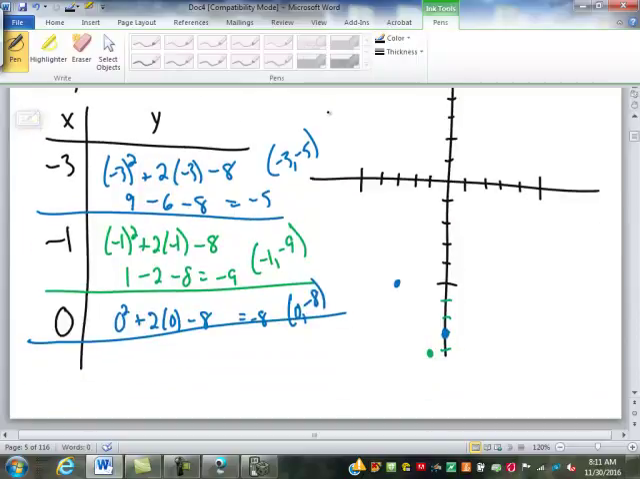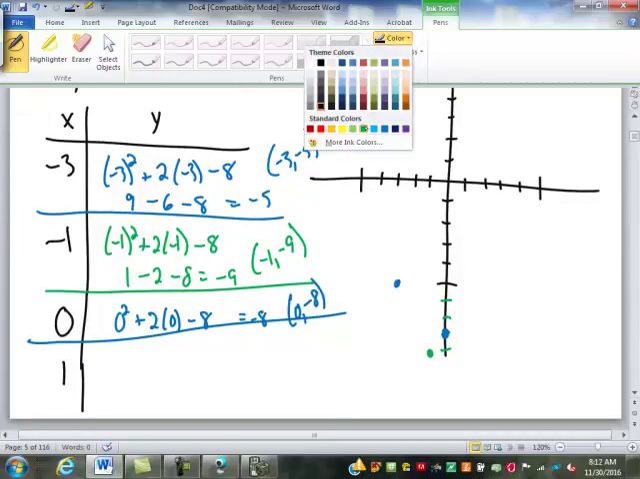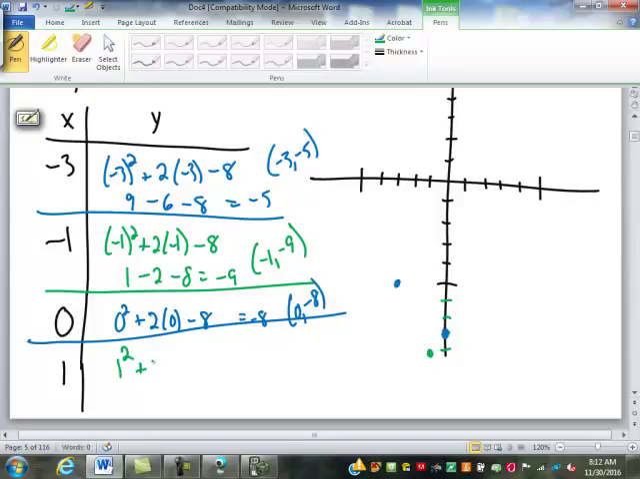If I try 1 for x, y is going to be 1 squared plus 2 times 1 minus 8. 1 squared is 1 plus 2 minus 8. That's a -5. So if x is 1, y is -5. So 1, -5 is right there.